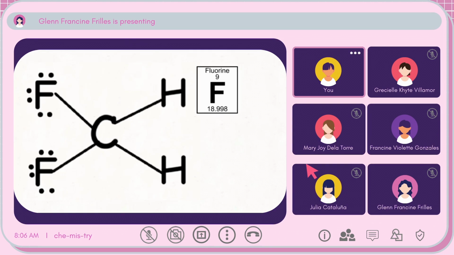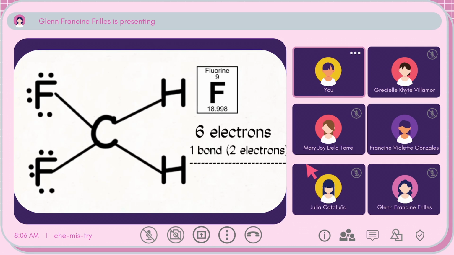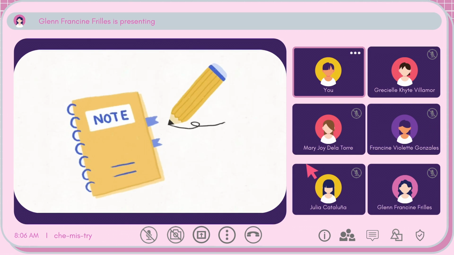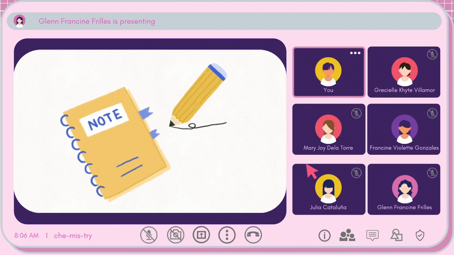Lastly, the fluorine with 6 electrons left and 1 bond which is equal to 2 electrons. 6 plus 2 is 8. Hence, the 2 fluorines in the Lewis structure of difluoromethane have full valence because they have the same left electrons and number of bonds. So yeah, that is how you draw a Lewis structure.